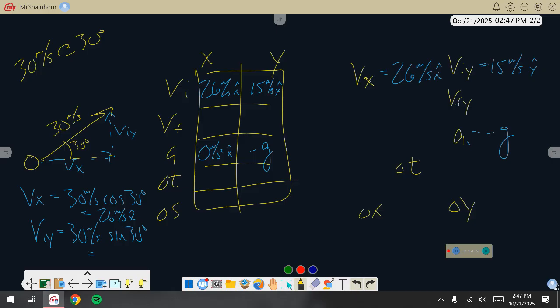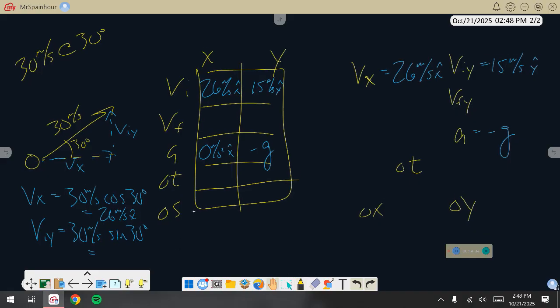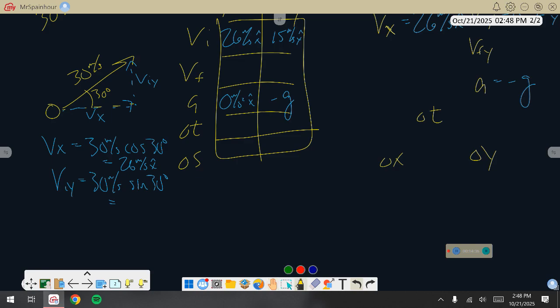Go back. There we go. Okay. Now, the information that I've given you is pretty much all I've given you so far. I'll tell you one more thing. Let's say that the object in question, the ball, is 1 meter in the air.